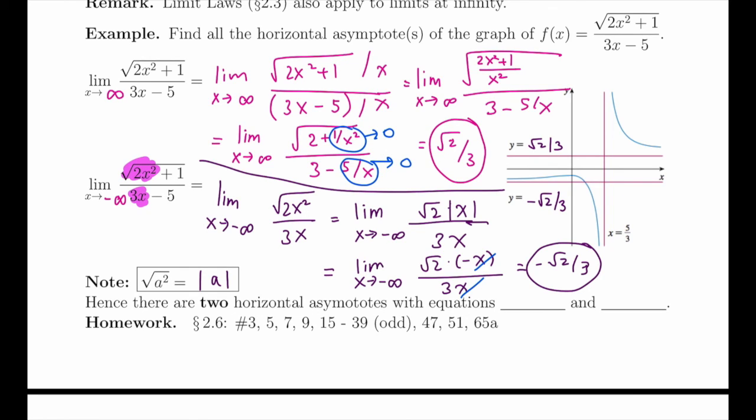All right, so in summary, there are two horizontal asymptotes with equations y equals root 2 over 3 and y equals minus root 2 over 3.